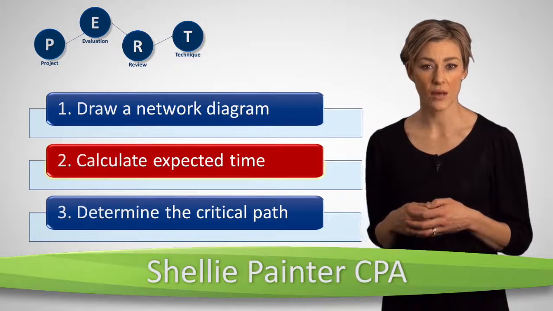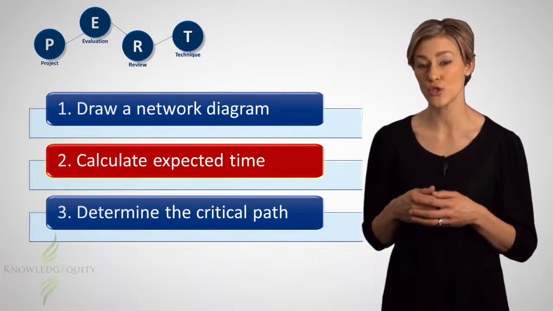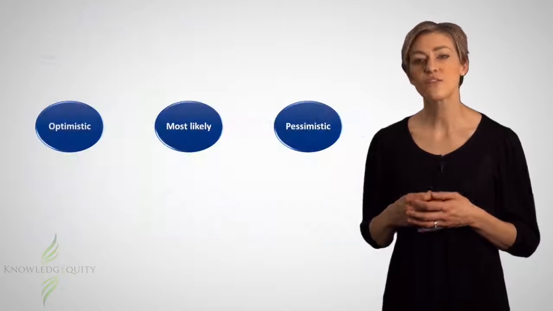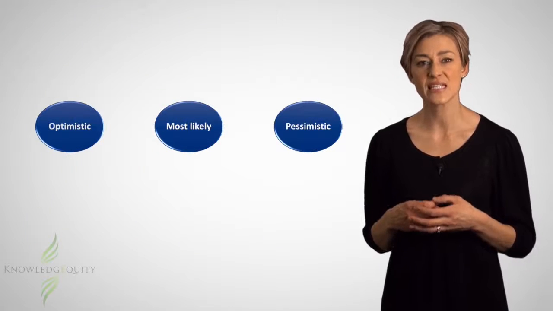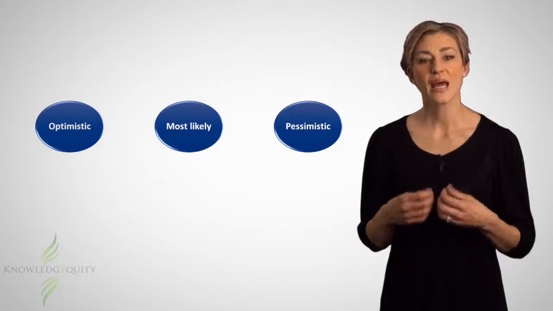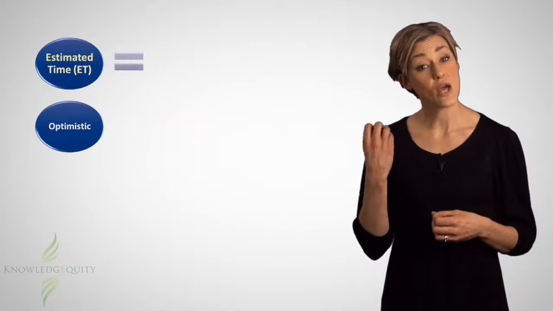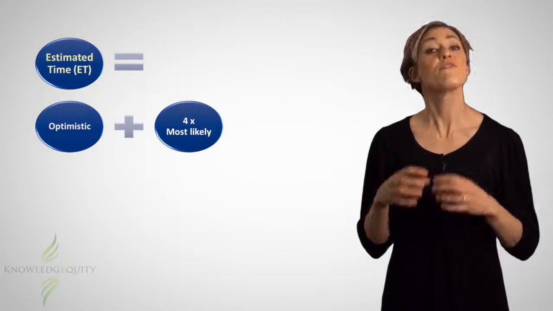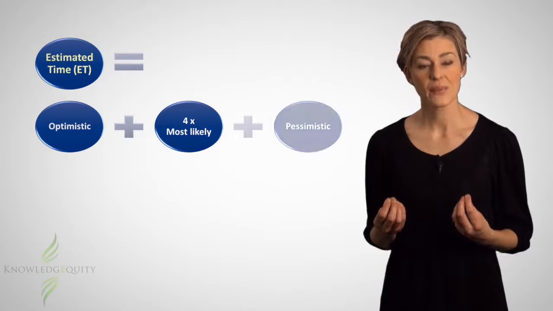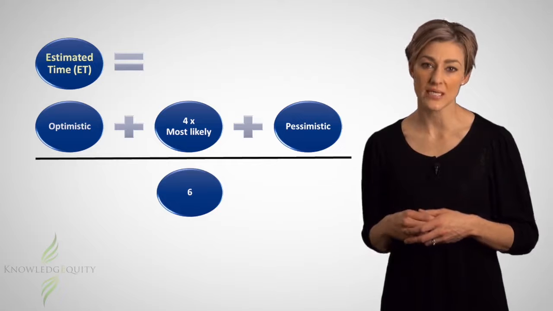Calculating the estimated time to complete each activity is step 2 in the project evaluation and review technique, PERT. The formula we use to do this creates an average time based on optimistic, pessimistic, and normal or most likely expectations. So we take the optimistic time plus 4 times the most likely time plus the pessimistic estimate, and then we divide all of this by 6.